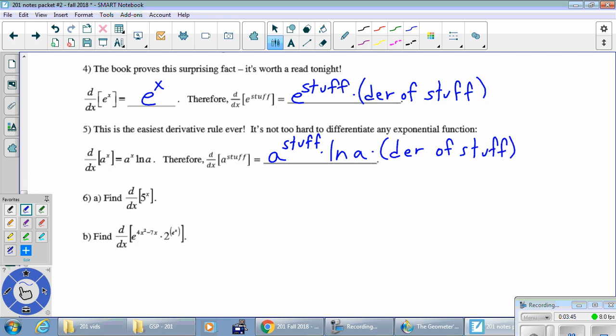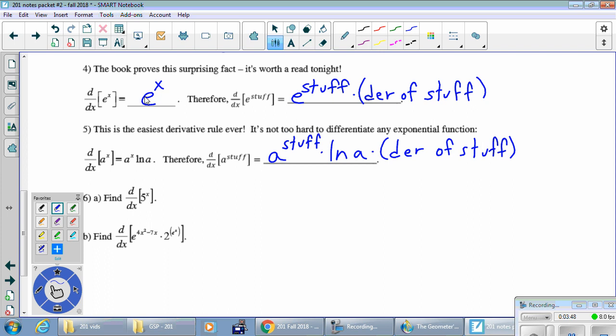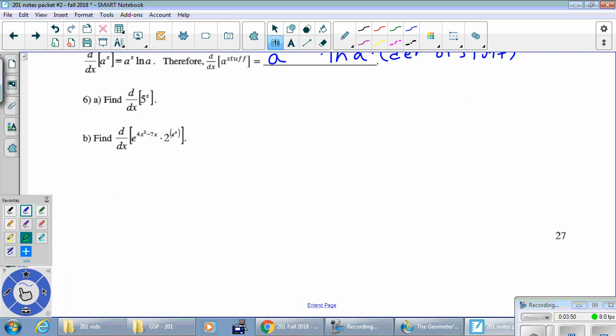So let's use these two new rules in these next couple of examples. Okay, so the derivative of 5 to the x. This is a to the x, where a is 5. So the derivative here is 5 to the x times ln of 5. That's it.